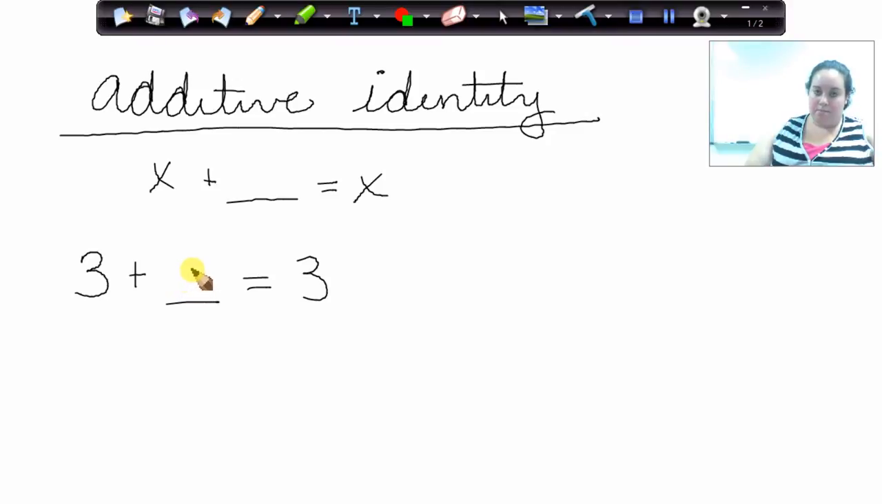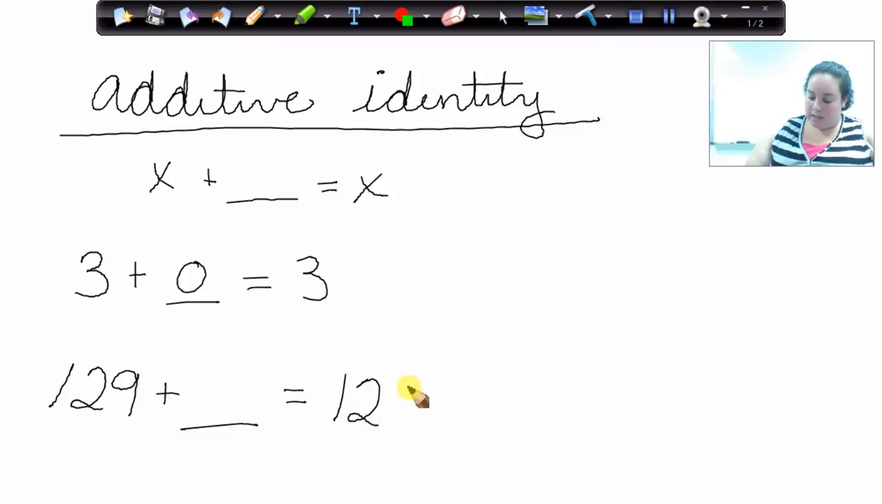What is that number? 0, right? Okay, 0 is the additive identity. If you have 129 and you add the additive identity to it, you're going to end up with 129. Okay, the identity doesn't change anything.